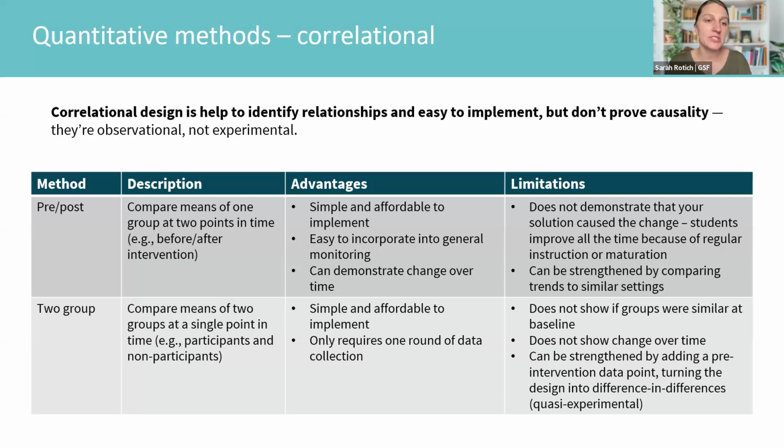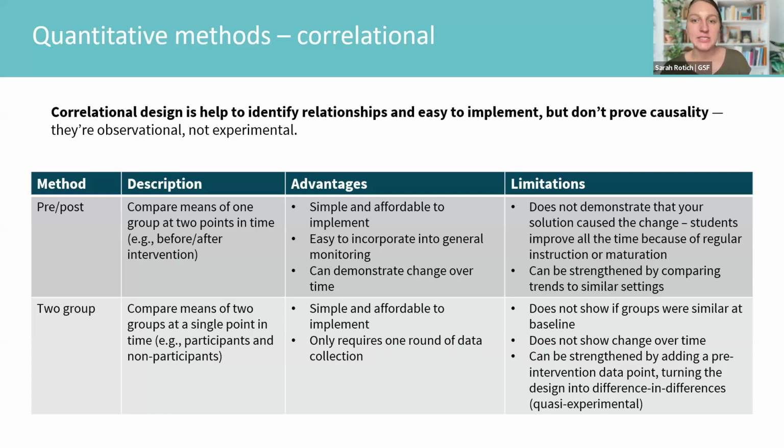Another kind of correlational design is a two-group design. So this means that you have a control group and your experimental group, but you only have one data point. So this would be kind of like an end line without a baseline or a midline point. So you just go into a setting, you do the assessment or the observation, and you compare people who are participating in our program have this score on average, people who aren't participating have this score on average.